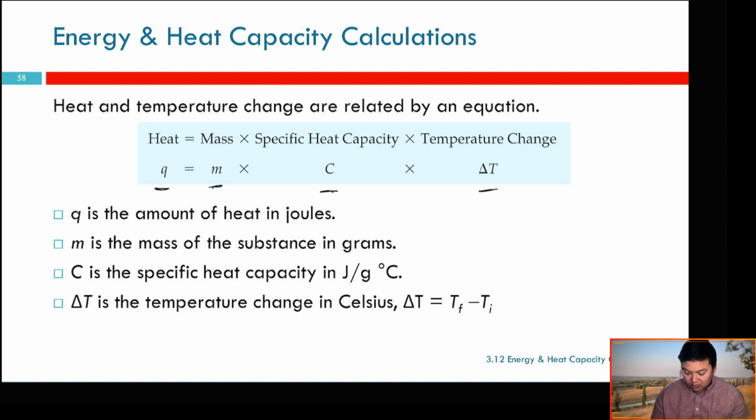One of the ways to remember this is Q equals MCΔT, where Q is the amount of heat in joules, M is the mass, C is the specific heat capacity in joules per gram degree C, and ΔT is the temperature change in Celsius. And that's temperature final minus temperature initial, right? So whatever you want to end up at minus whatever your initial temperature is.